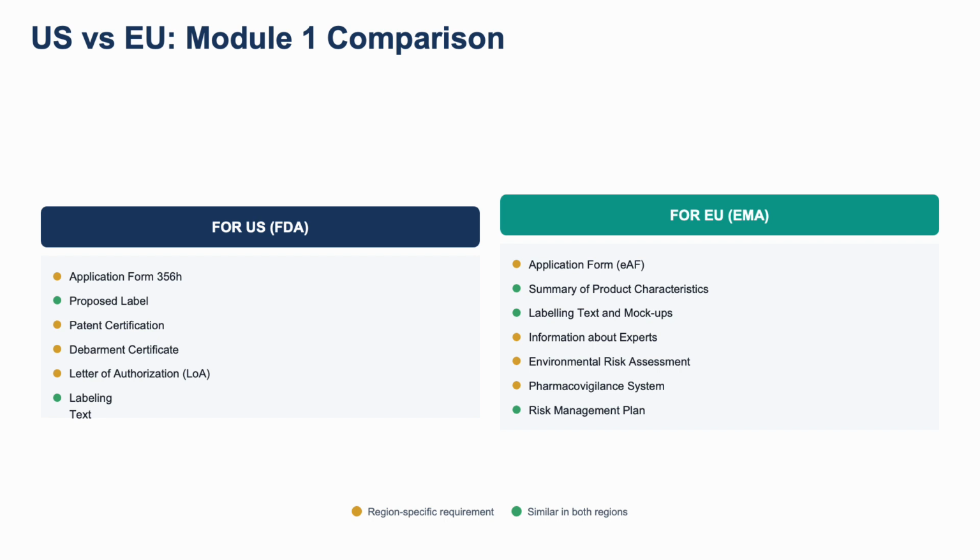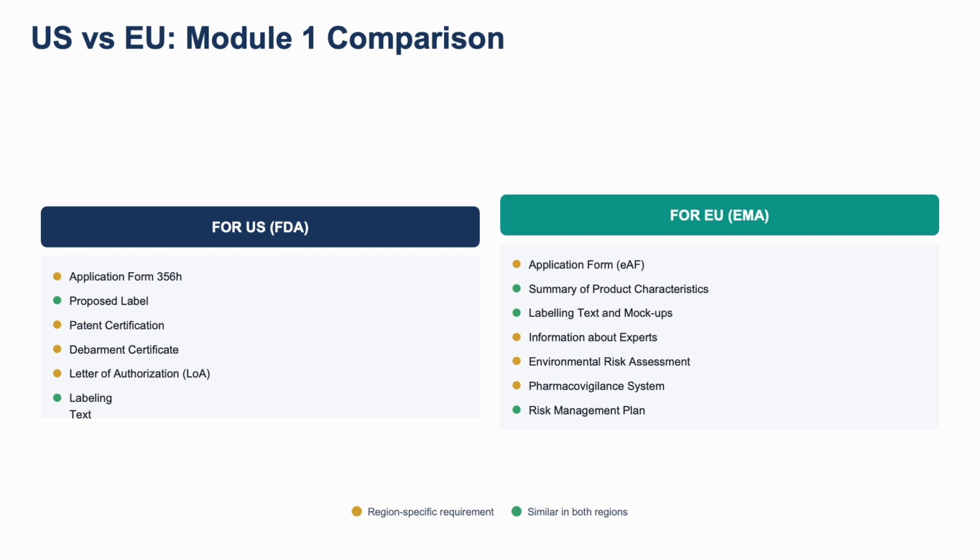Comparing US and EU Module 1 requirements reveals both similarities and important differences. Both regions require application forms, though FDA uses 1571 or 356H while EMA uses the electronic EAF. Both require labeling information, though the format differs with EMA requiring the summary of product characteristics. Patent certification is specific to FDA while EMA requires information about the experts involved in the submission.